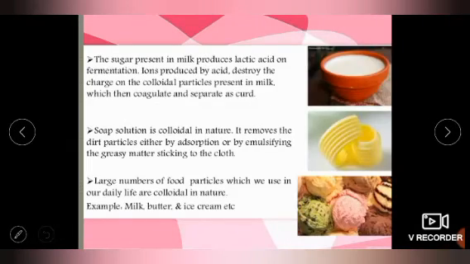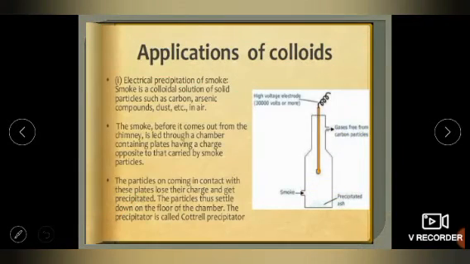The sugar present in milk produces lactic acid on fermentation. The ions produced by the acid destroy the charge on the colloidal particles present in milk, which then coagulate. Soap solution is colloidal in nature, which forms micelles and is used for cleansing clothes. A large number of food products which we use in day-to-day life, like milk, butter, and ice cream, are also examples of colloids. So these are some of the importance of colloids.